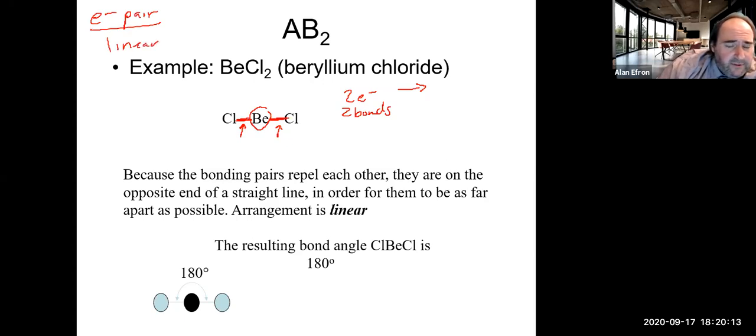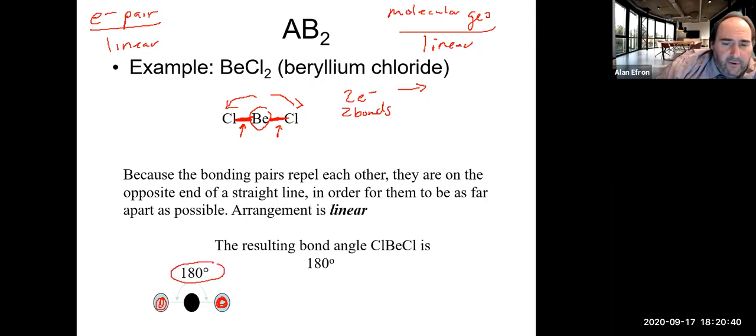And something with 2 electron pairs and 2 bonds, the molecular geometry is also linear. What essentially happens is these bonding electrons decide, I want to get as far away as I can from you. And they basically go on opposite sides of a straight line. And it has a bond angle of 180 degrees as we go across there.